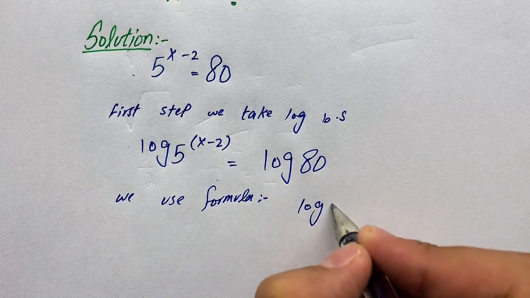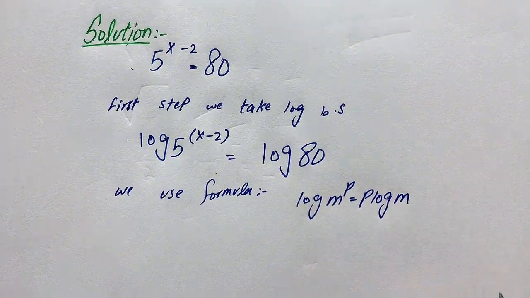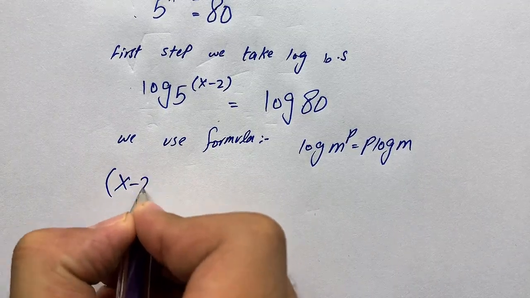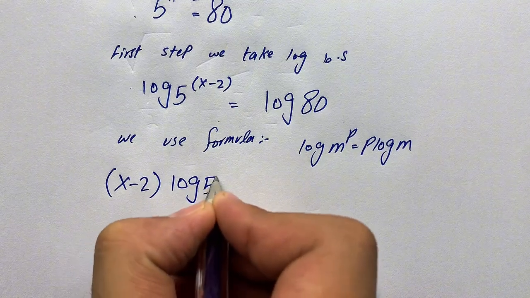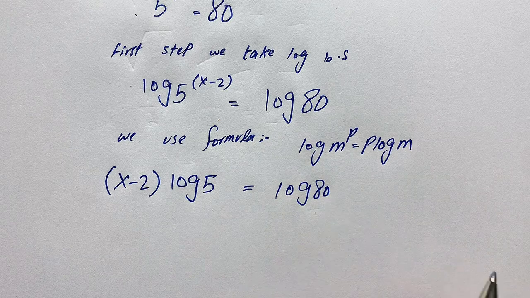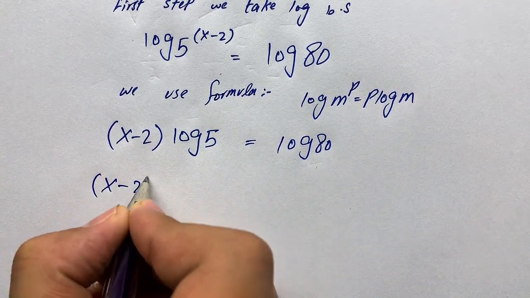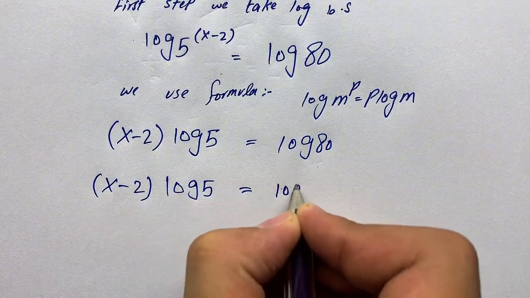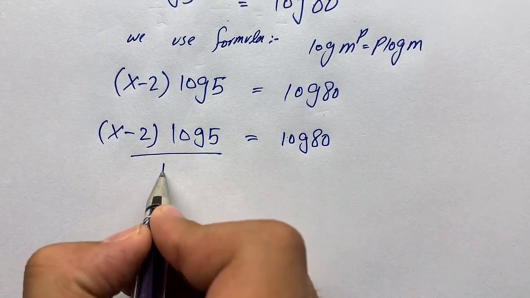Now we use the formula log of M to the power P is equal to P log of M. Now after applying this formula, we get x minus 2 into log of 5 is equal to log of 80. Now we write x minus 2 into log of 5 is equal to log of 80. Now we divide both sides by log of 5.